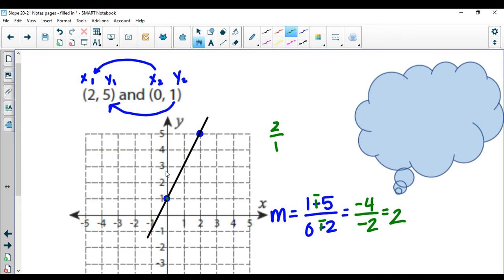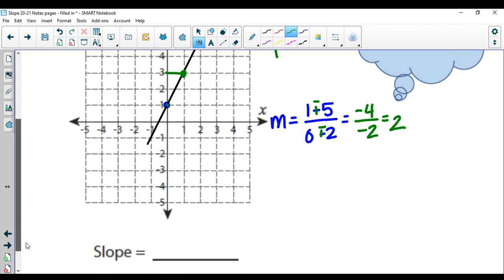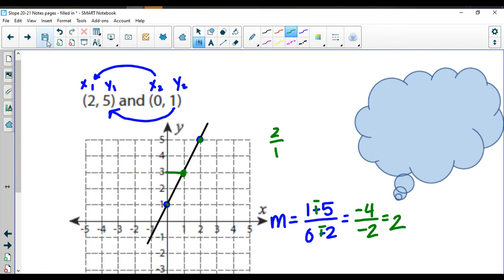So from this point, if I go up 2 and over 1, that puts me on the line. Up 2 and over 1 again, that still keeps me on the line. So the slope of this line is going to be a 2. And there you go. So that's how you find slope between 2 points.